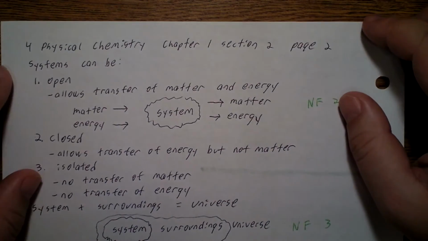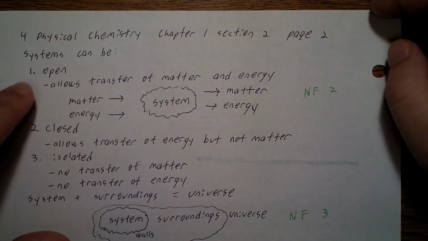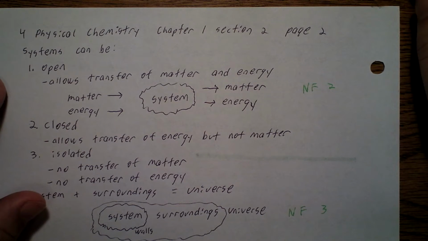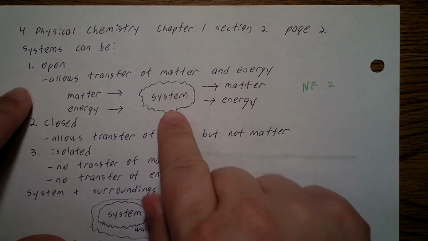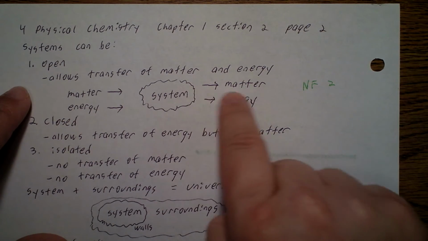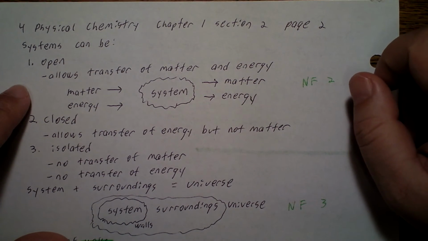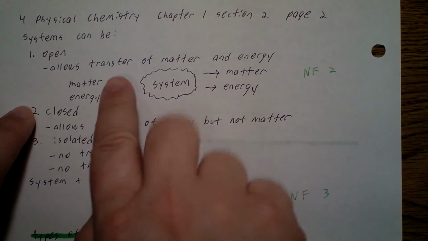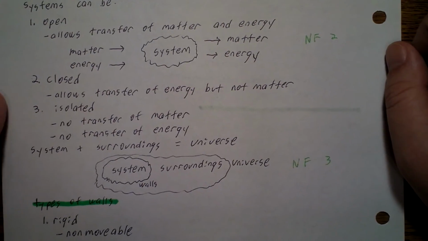Now, your system can be open. Open means that it allows transfer of energy and matter. So here's our system surrounded by a wall. We can have matter coming in, energy coming in, matter leaving, energy leaving. That would be an open system. And these don't have to be the same rate at all. That would be the whole point.